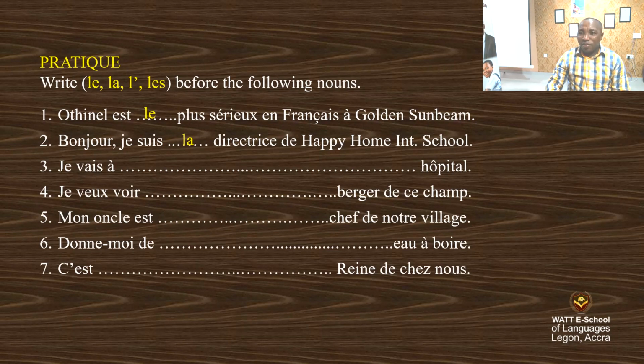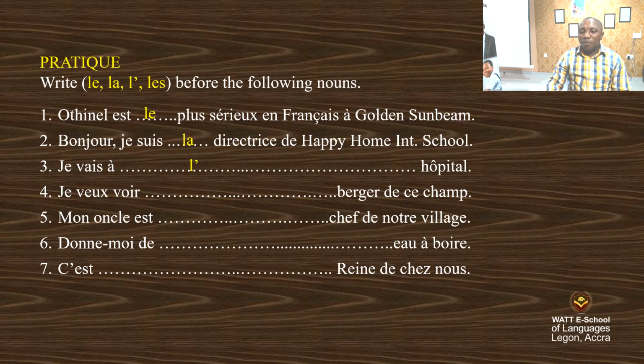All right, the third one. Je vais hôpital. Clearly, we learned that words that begin with a vowel or a silent H are accompanied by the definite article l'. And you see hôpital clearly begins with a silent H. So you are going to put l'. Je vais à l'hôpital. I am going to the hospital.